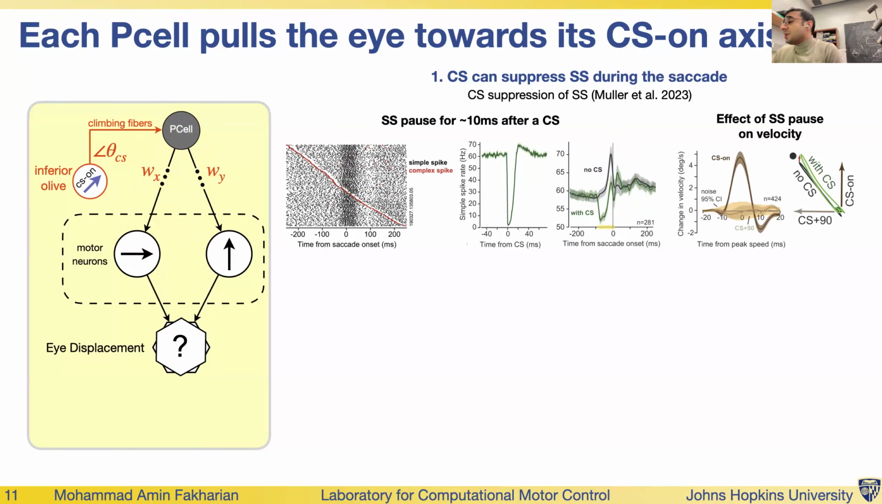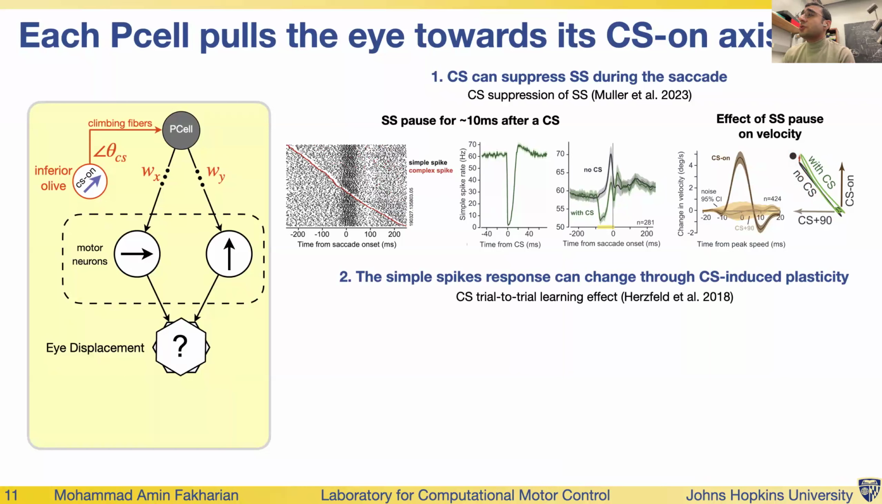And the effect is seen to be pushing the eye ever so slightly toward the CS on direction with no component in the perpendicular direction. So you can see for this diagonal saccade, if a complex spike happens during the movement, the movement is pushed toward the CS on direction ever so slightly.